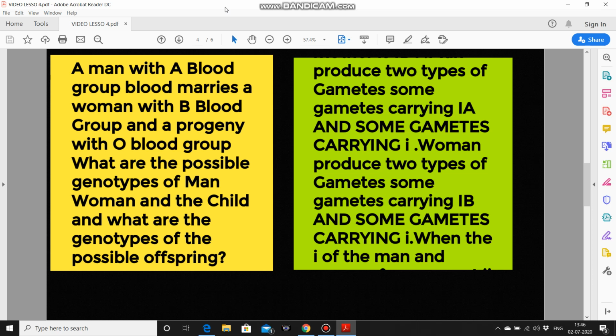But since they have a progeny with O blood group, the man and the woman will be heterozygous. Only then the small i gene will be inherited by the child. So the genotype of the child is ii. The genotype of the man is IAi, and the genotype of the woman is IBi. Now you can see how it is inherited.